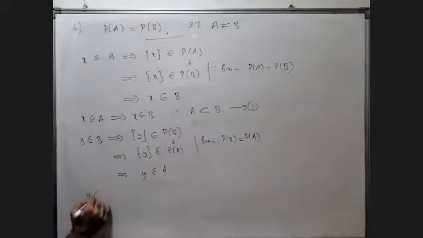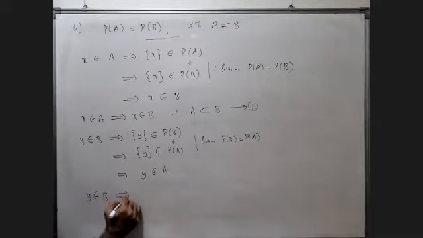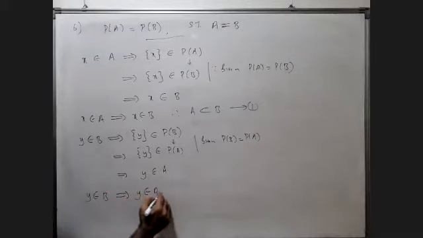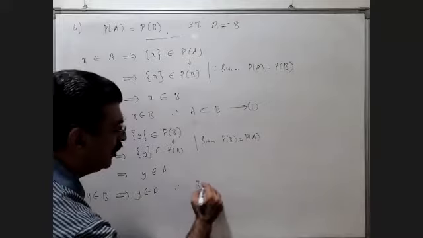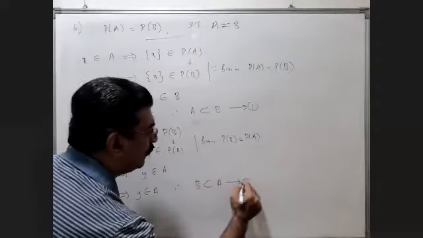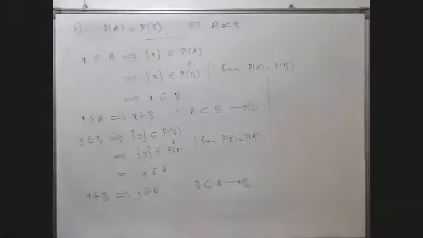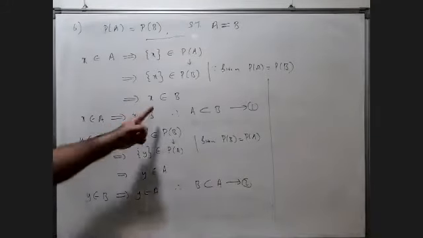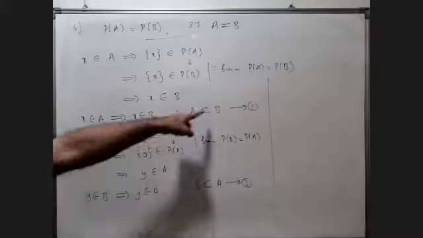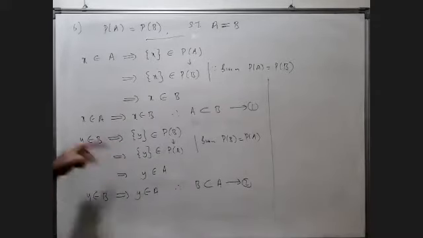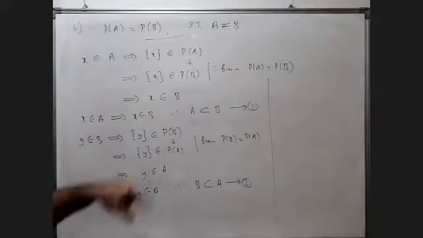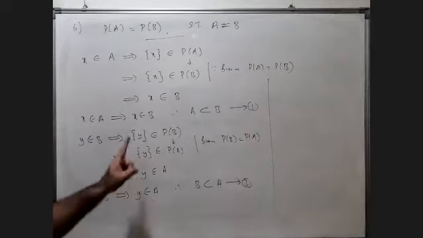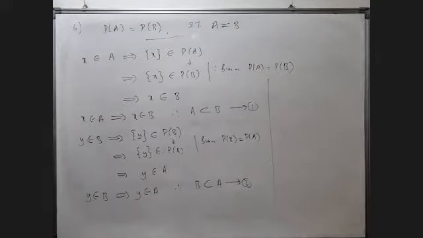So Y belongs to B implies Y belongs to A. Therefore, B is a subset of A. Condition number 2: taking X belongs to A, we prove that it belongs to B. So A is a subset of B. Taking Y belongs to B, we proved that Y belongs to A also, which shows B is a subset of A.